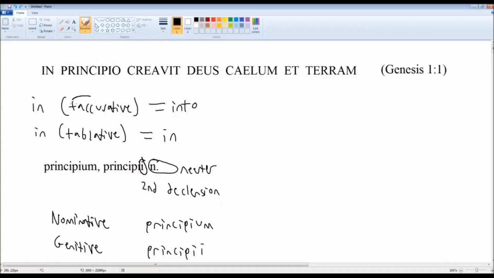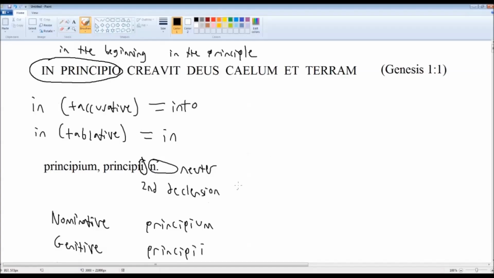Prepositions almost always use either the accusative case or the ablative case. So in principio, this means in the beginning, or you could also translate this as in the principle, because principium doesn't always mean beginning, but it can mean other types of principles or beginnings as well. Okay. In fact, I think the Hebrew word reshit has a similar range of meanings.